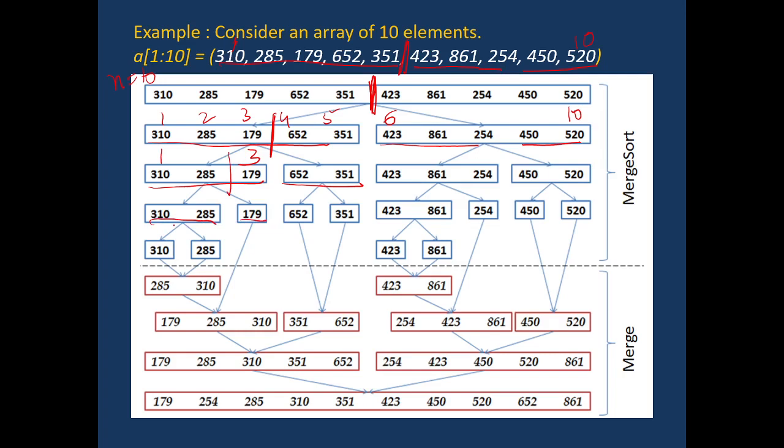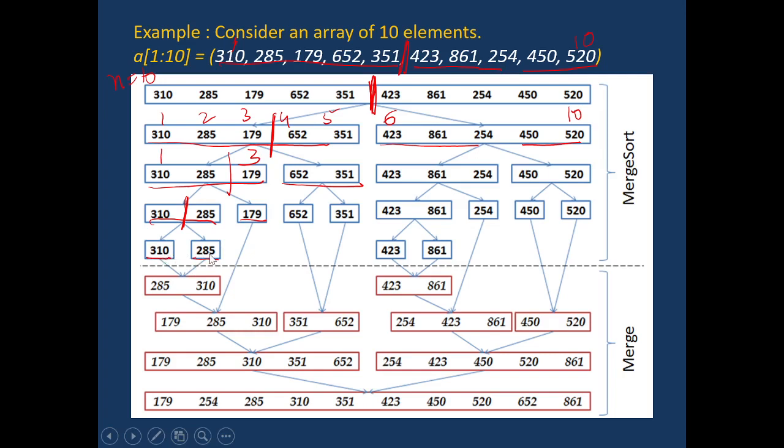Check out the first sub-problem. Here you have two elements, that means more than one element, so you have to split it into two equal halves again. So they are divided this way. Now there is no further requirement of division, so we'll stop dividing the problem into sub-problems.